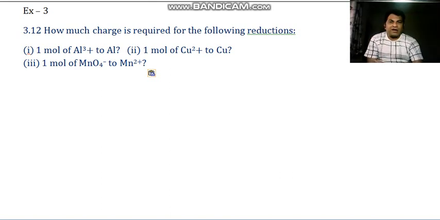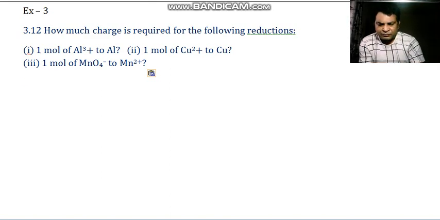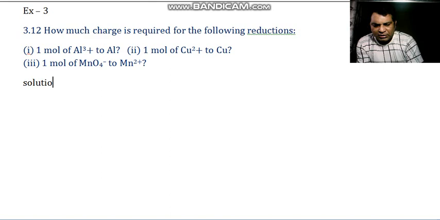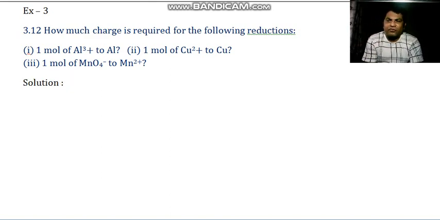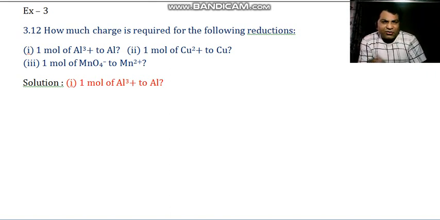First, 1 mole of Al3+ to Al, 1 mole of Cu2+ to Cu, and 1 mole of MnO4- to Mn2+. So we are doing the solution. In the solution, we are taking the first question, that is 1 mole of aluminium 3+ is going to convert into aluminium.